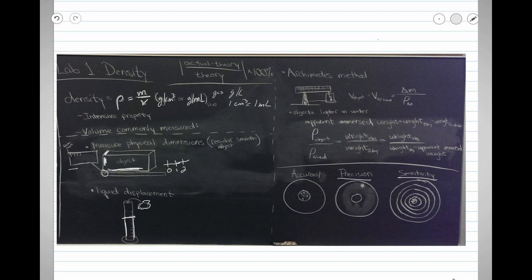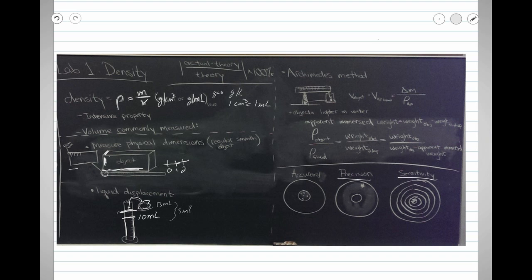So we put it in a graduated cylinder, and we'll say we have 10 milliliters in our graduated cylinder to begin with. We add our object, and the water level rises. And let's say it rises to 13 milliliters. So 13 minus 10, our object has a volume of 3 milliliters. It's equal to the amount of water that was displaced.